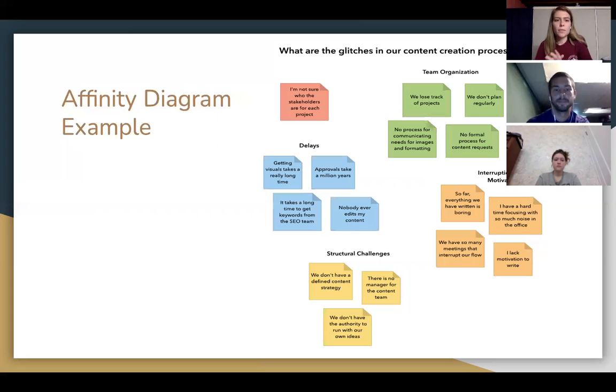And so I'm going to take it away with an example. You can see in this example, we've got different groups of Post-it notes, or sticky notes. And you can see that there are delays, organization, interruptions, and motivation, structural challenges. So what this researcher did was they wrote their notes and bullet points on these Post-its and stuck them all on a wall and then categorized them by motives and the organization and delays and what was happening.